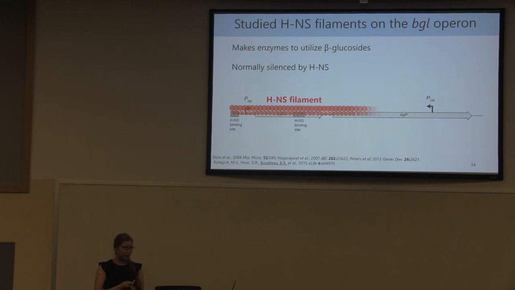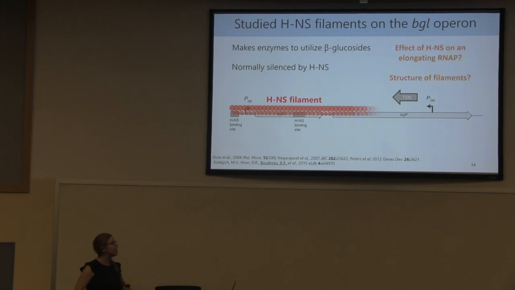And if RNA polymerase were to initiate at this promoter, transcription would be headed into the HNS filament. And so this system provided us a way to ask two questions about HNS and these mixed filaments. The first is, what is the effect of HNS on an elongating RNA polymerase? And the second is to ask more structural questions about what these filaments look like. So I want to talk first about the effect of HNS on elongating RNA polymerase, which focuses in on this situation where RNA polymerase would be transcribing into the HNS filament.